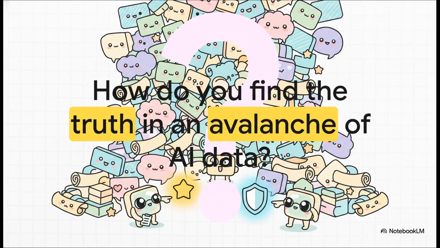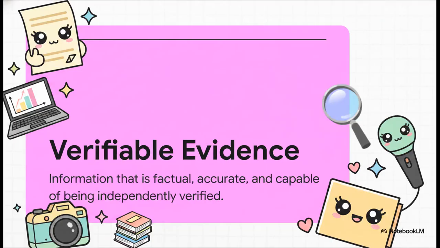They need absolute proof. Now, to get that proof, we have to ground ourselves in a very specific concept: verifiable evidence. This means information collected during an audit that is factual, accurate, and crucially, capable of being independently verified. It might be documents, records, observations, or interviews, but the core idea is this. If another auditor walked into your office tomorrow, they could look at this exact same evidence and come to the exact same conclusion. It's literally the bedrock of the entire audit.